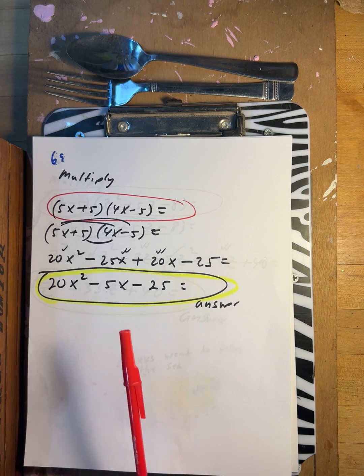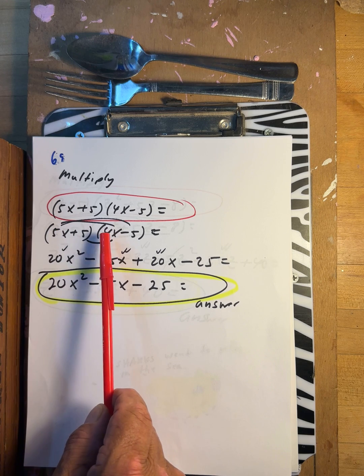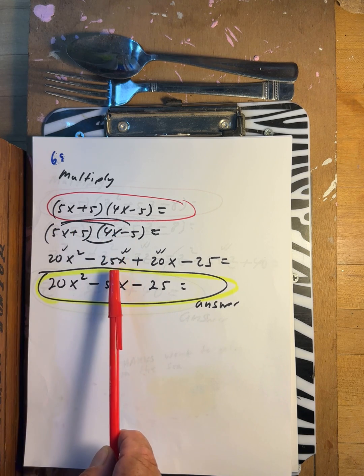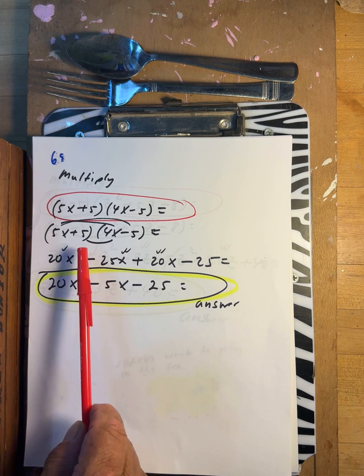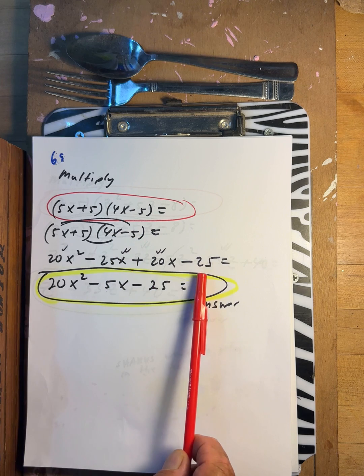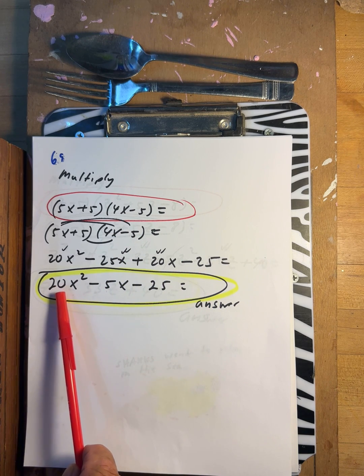Multiply this out. Okay, same thing. 5x times 4x is going to give you 20x squared. 5x times negative 5 is going to give you negative 25x. 5 times 4 is going to give you 20x. And 5 times negative 5 is negative 25. Now, 20x squared, leave it alone.